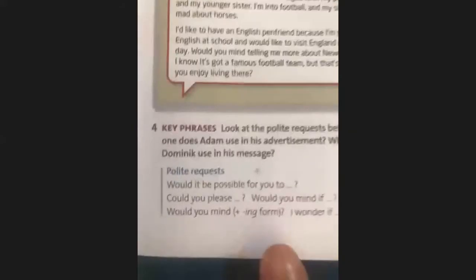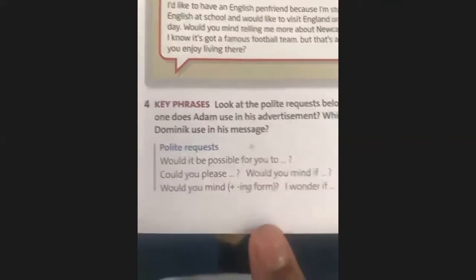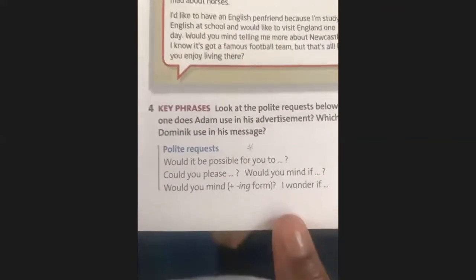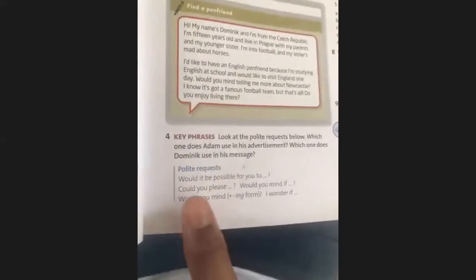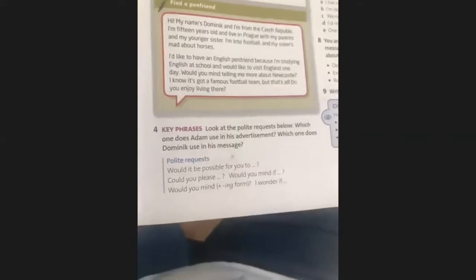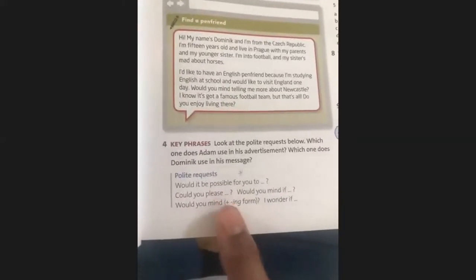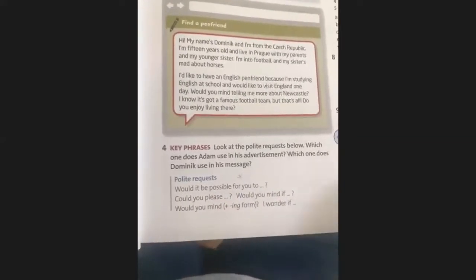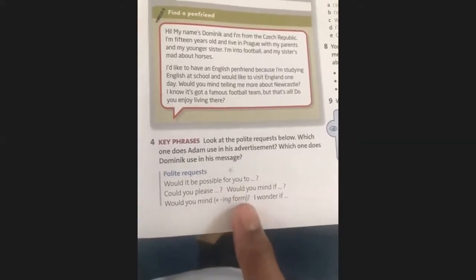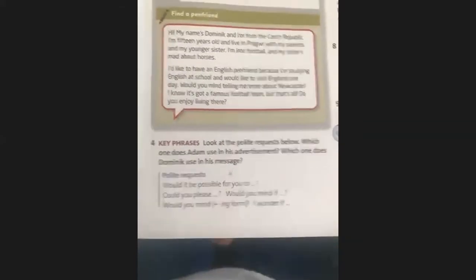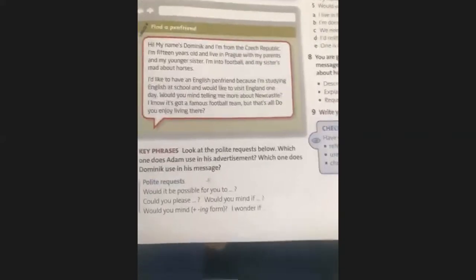All right. On the next page, we talked about polite requests. On page 17, at the bottom, we're going to check polite requests. I say easy, nice. If you're a nice person, you should know these things. So we talked about, would it be possible for you to? Could you please? Would you mind if? Would you mind, with the ing form? Would you mind going to the store for me? I wonder if you could go to the store for me. That's a nice way to say it. So we call it polite requests.